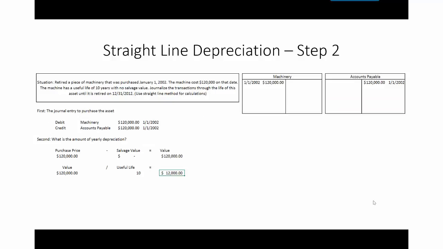The next thing that I have to do is take that purchase price, subtract any salvage value to come up with the value of this asset that will be depreciated over time. Therefore, since we don't have a salvage value, the purchase price and the value that we will depreciate are the same amount of money. So I take that $120,000, I divide by 10, and I get $12,000 per year that will need to be depreciated.